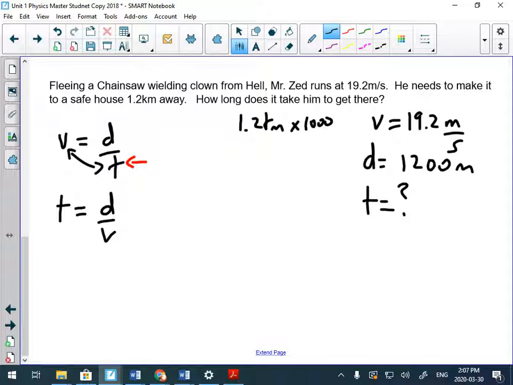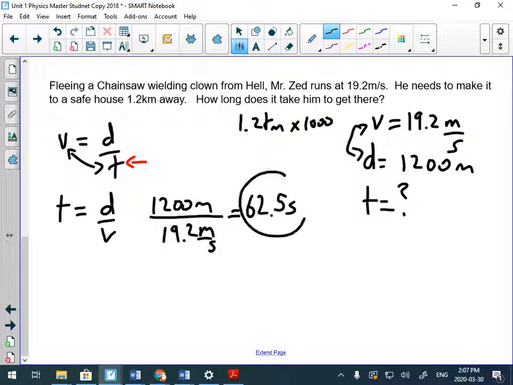And guess what? Over in our toolbox, those are the things we know. We know the distance is 1,200 meters, and we know the speed is 19.2 meters per second. So when we divide that out, it tells us how much time it takes to run that distance. Okay, we get 62.5 seconds. Your GPS does that all the time. It figures out how fast you're moving, how far you have to go, and it gives you an estimated time of arrival. Those of you that have started driving and use GPS, that's what it does.